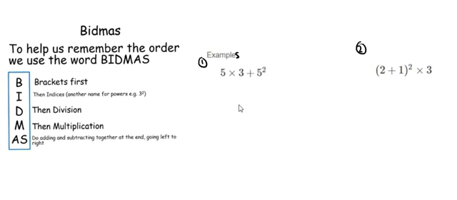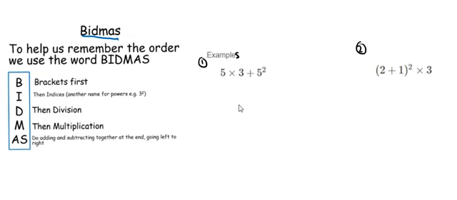Hi guys, so this is BIDMAS. BIDMAS is to help us remember the order of operations. In BIDMAS, B stands for brackets, I stands for indices, D stands for division, M stands for multiplication, and A and S stand for adding and subtracting. So BIDMAS is used to help us all do the operations in the same way.